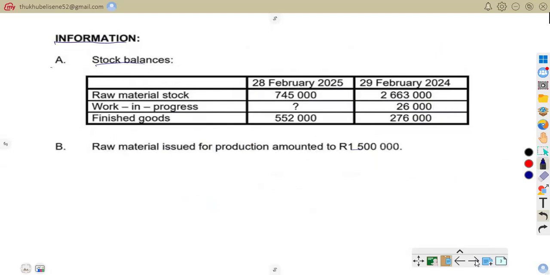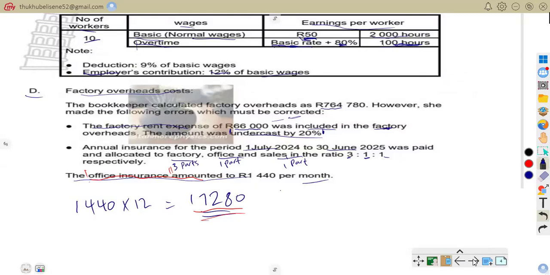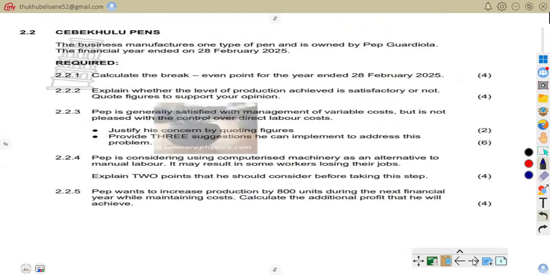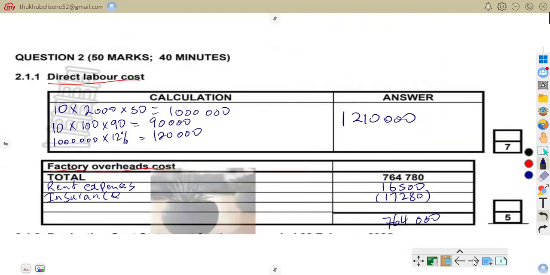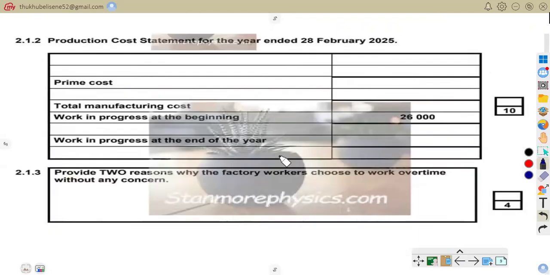Our information is that we first start with direct materials. It says raw material issued for production amounted to 1,500,000. So let us go to our answer book and write that amount. Here is our production cost statement. So we are going to say direct material cost. How much is our direct material cost?